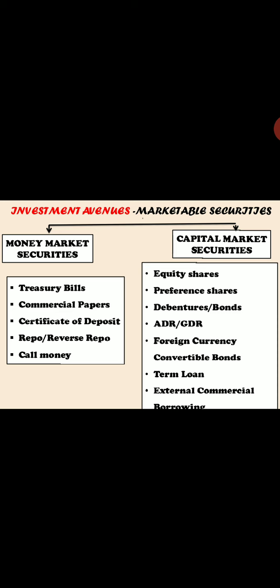It can be in the form of issuing preference shares, debentures, or equity shares. Apart from that, there are various other investment avenues or portfolios available for an investor to invest and make his money grow over a certain period of time. All right. To start with, we have money market securities first.